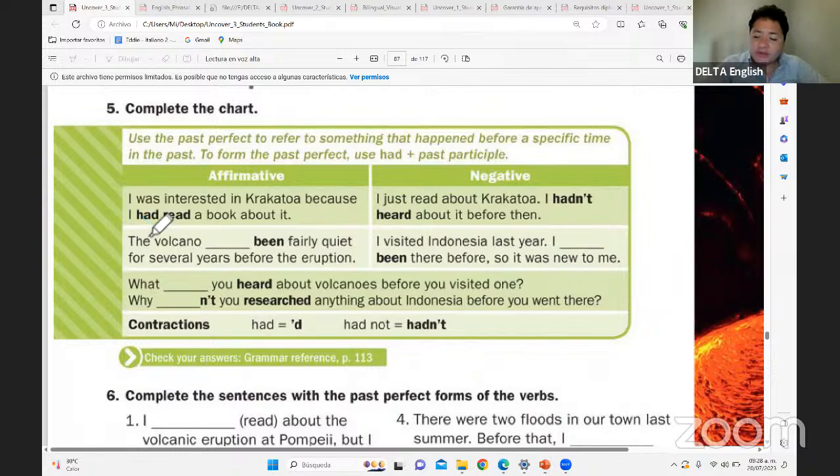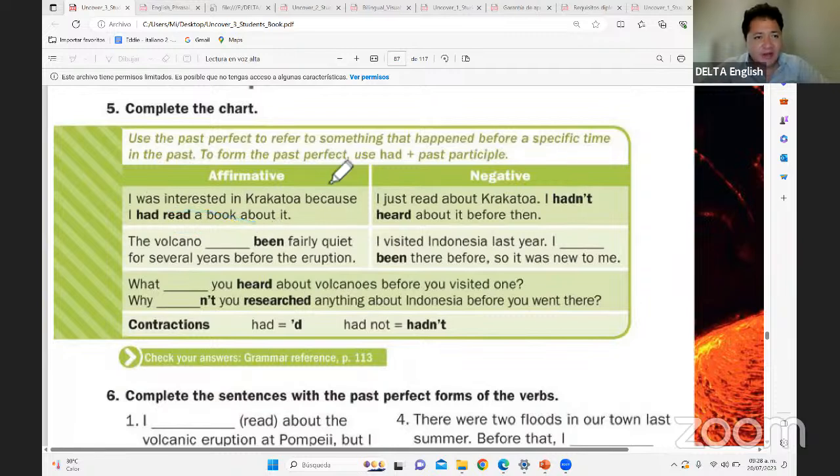Now, be interested, esta oración también está en pasado. Well, I was interested, but you will use it for what is the closest to the present, all right? Very well, so he would say like, me interesé en Krakatoa porque había leído un libro, right? Okay, so you're seeing that you read the book before you were interested, all right?